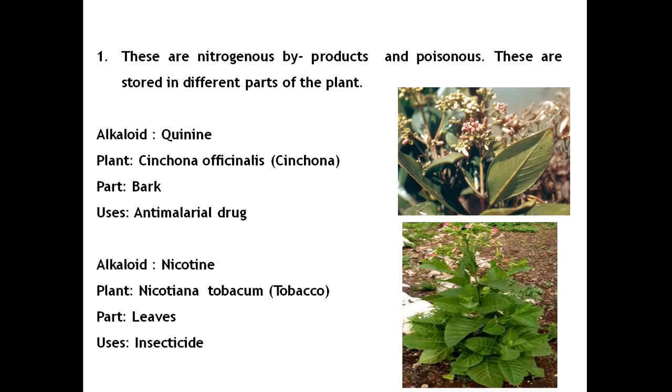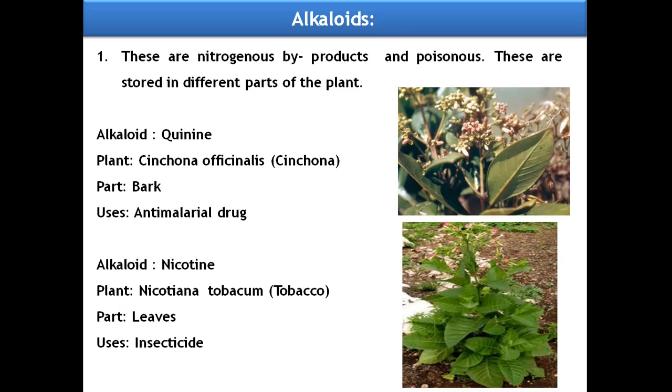Alkaloids. These are nitrogenous byproducts and these are poisonous. These are stored in different parts of plants like bark, leaves, fruits, roots, seeds or flowers, etc. Let us discuss the common alkaloids in plants and their usages.